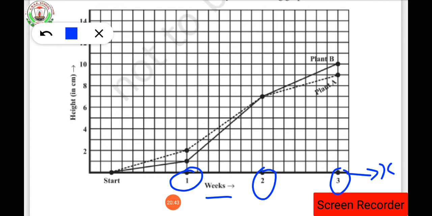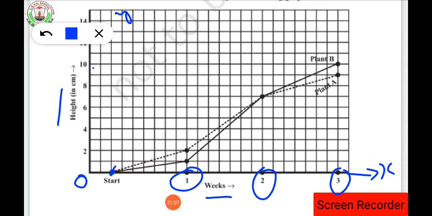Now here we are seeing the height in centimeters, so marking 0, 2, 3, 4, 6, 8, 10, 12, 14 is the height on the y-axis. Clear? Now plant A starts from here. Plant A is marked with a dotted line and plant B is marked with a straight line, okay.